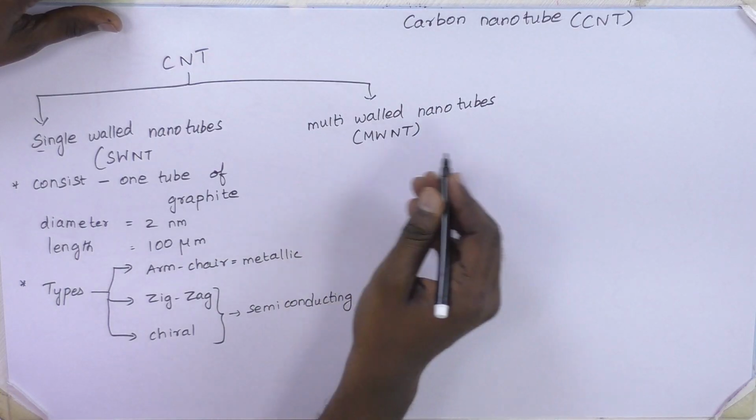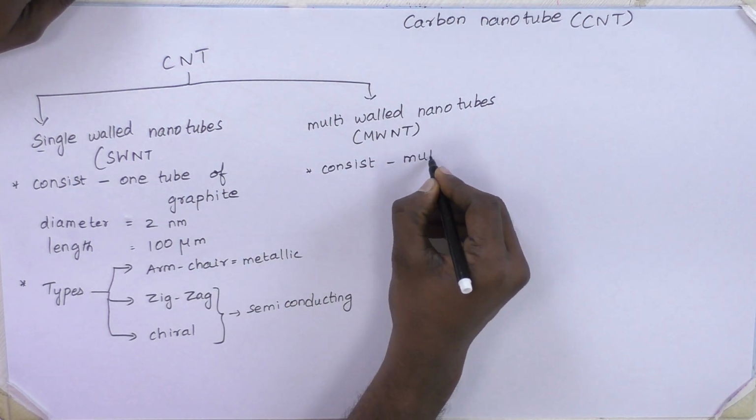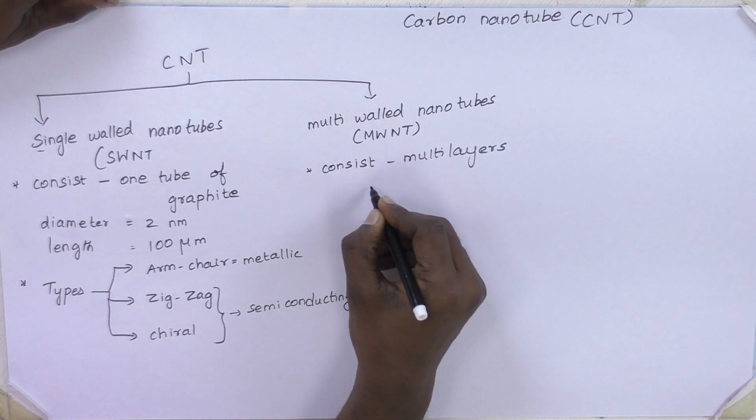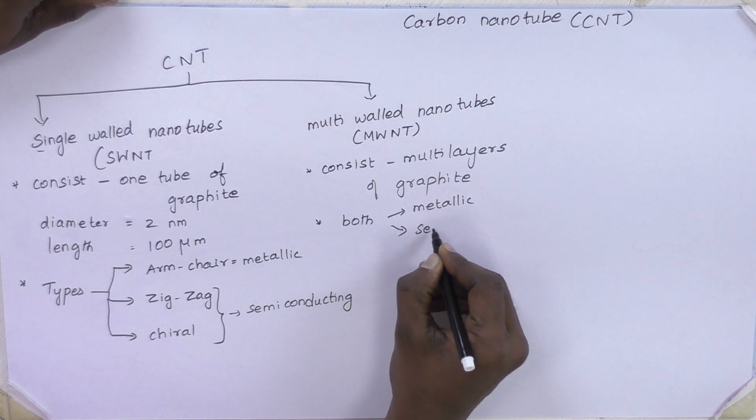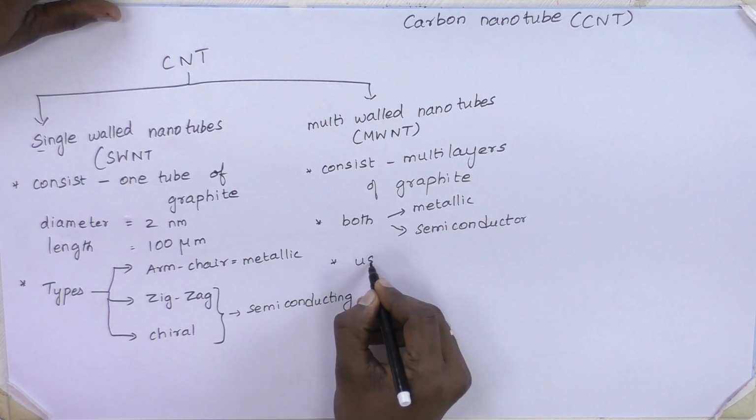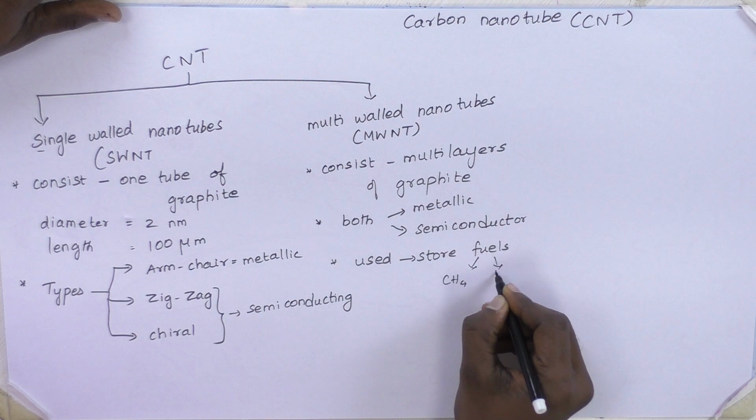Multi-layers of graphite sheet are rolled into a sheet. Edges are linked together to form multi-wall carbon nanotubes, abbreviated as MWNT. These multi-layers are held by weak van der Waals force. So multi-wall nanotubes consist of multi-layers of graphite. It possesses both metallic as well as semiconducting properties. It is used to store fuels, that is methane or hydrogen.